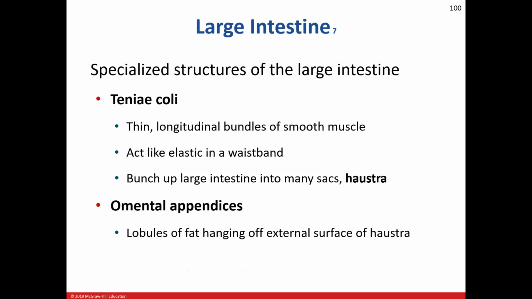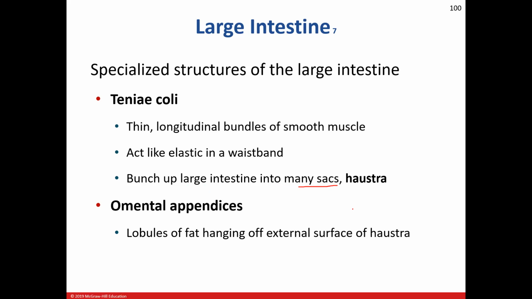Okay, so to finish off the large intestine, we talked about it when we were looking at the models, how on the outside of the large intestine you have a strand of smooth muscle tissue called the teniae coli. The teniae coli literally act as a waistband here. So when they are contracted, they will bunch up and create these sacs, which we call haustra, also at times referred to as sacculations.